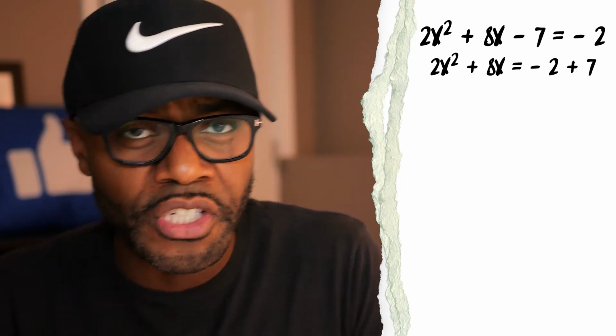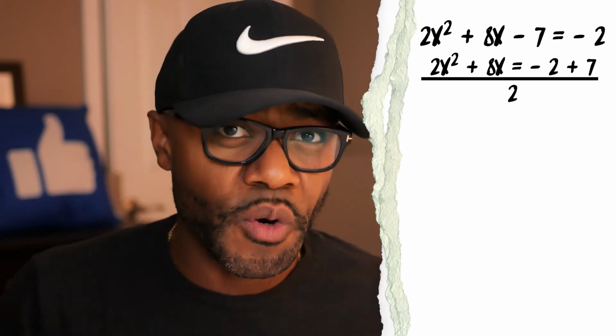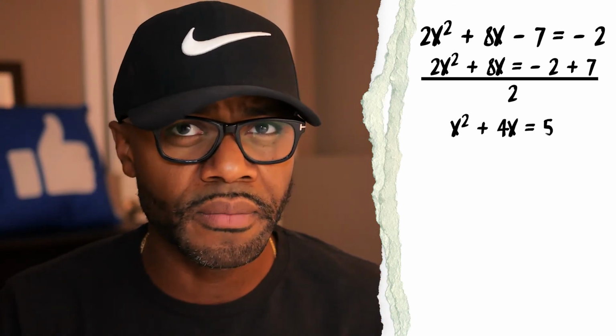After that, one thing I didn't mention before, because we didn't come across problems like this before, is that you have to isolate the x squared, meaning you have to get the x squared coefficient, which is the number before the x squared, to be 1. In order for that to happen, you have to divide everything by 2. That happens like so, leaving us with an expression of x squared plus 4x equaling 5 over 2.